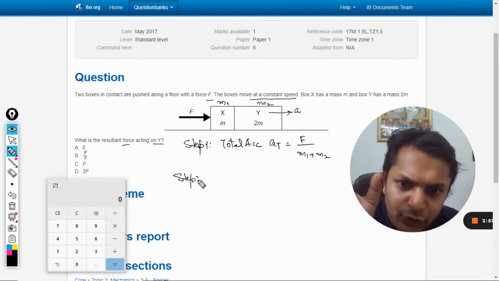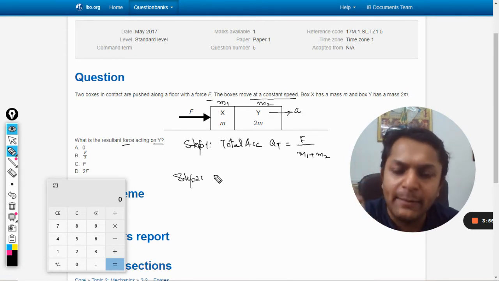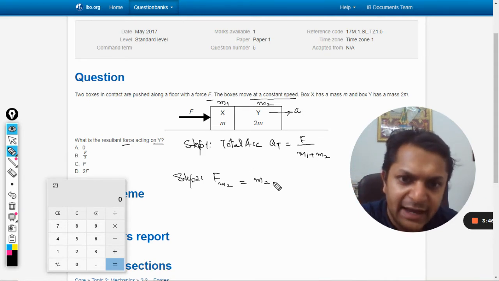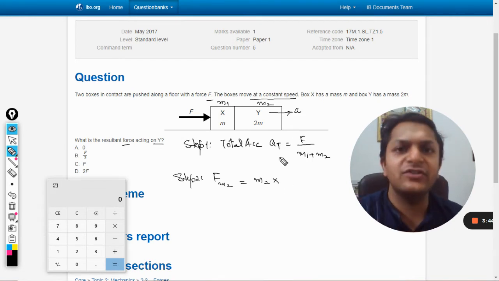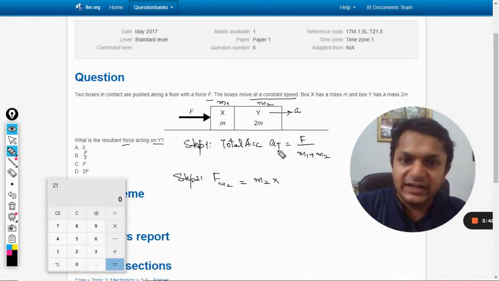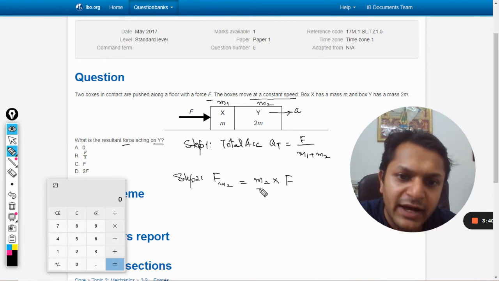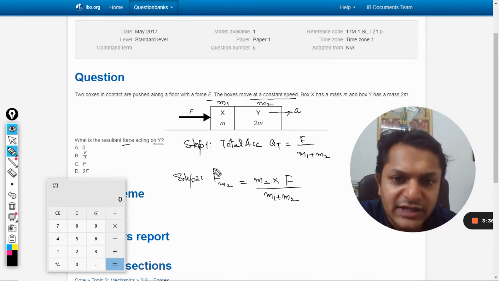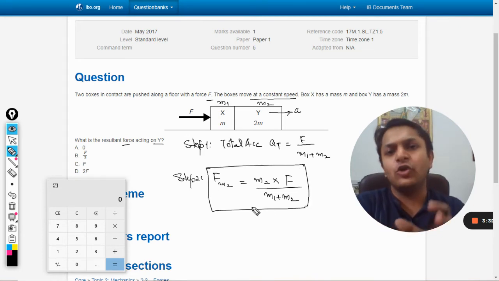Now, what is step two? We want to find the force on 2M. So the force on M2 will be equal to M into A. The mass is M2 and the acceleration is AT, because it is moving with acceleration AT. So it will be given by F divided by M1 plus M2. So this is basically the resultant force that is acting on mass M2.